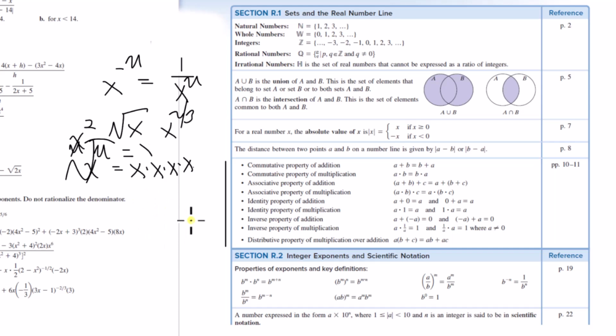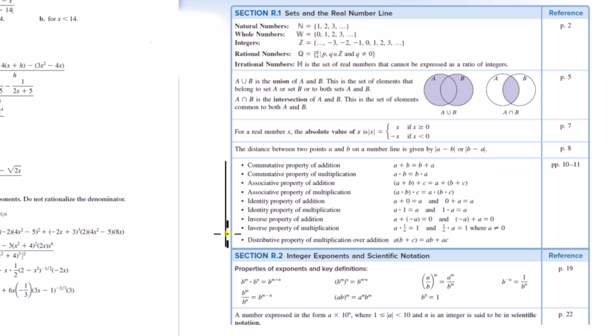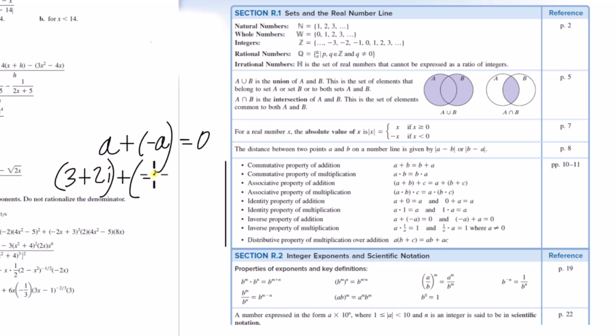So it's a really big deal that we can say that complex numbers obey these fundamental properties of numbers, as well as real numbers, obviously. This is the heart and soul of everything we do in all of algebra: the commutative property, the associative property, the identity property, the fact that if you add something to its opposite, you get 0. Well, that's how complex numbers work, 100%. 3 plus 2i, if I add that to its opposite, minus 3 minus 2i, that's going to be 0.